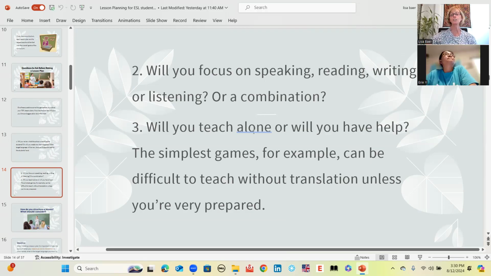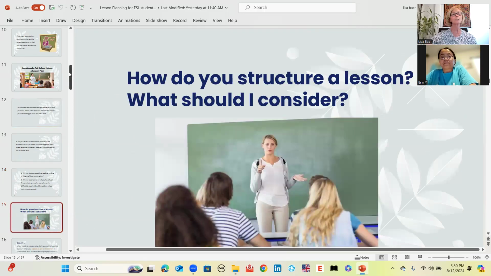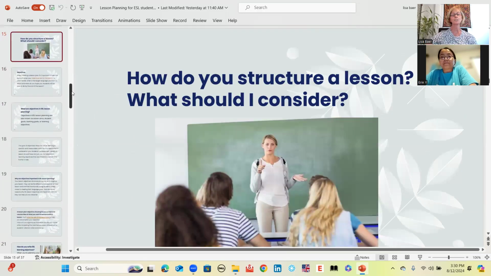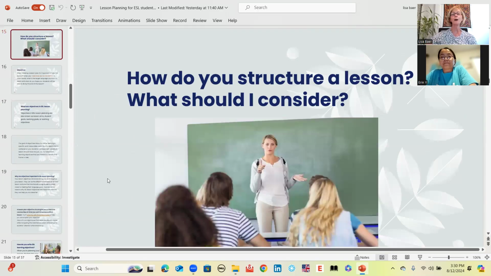And number three, will you teach alone or will you have help? The simplest games, for example, can be difficult to teach without translation unless you're very prepared. That's mostly with younger students. So how do you structure your lesson? What should I consider?